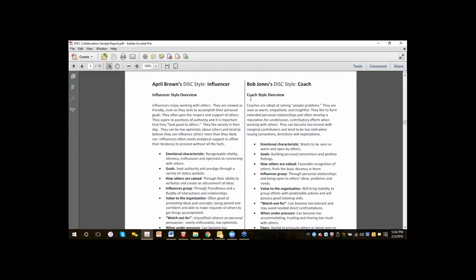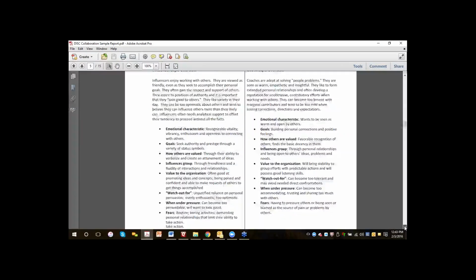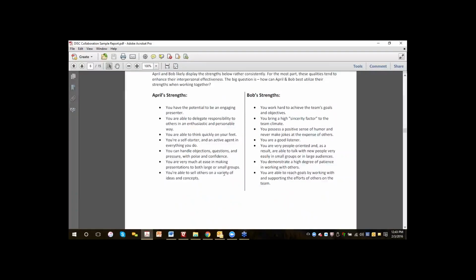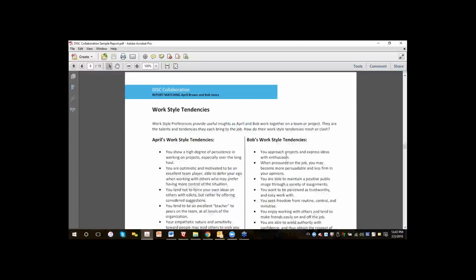I was just talking to somebody the other day, and they use the DISC for a selection of door-to-door salespeople. They specifically said that if somebody comes out as a coach style, they're going to tell the person who's hiring that a coach style is great in terms of building relationships, et cetera, but they just have a very difficult time closing a sale. So you have to keep that in mind. But we give an overview of both people's classical patterns, and then we get into specifics. Here's April's strengths against Bob's. And then we get into their struggles, and then we get into their work tendencies.